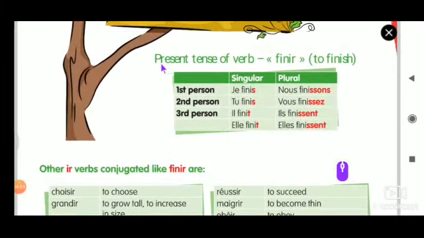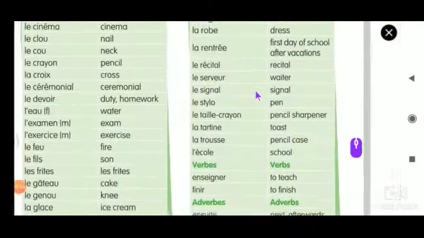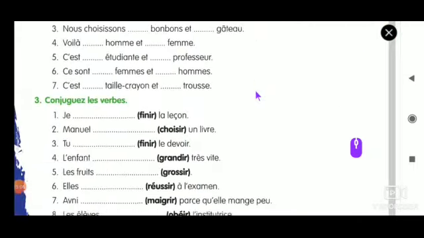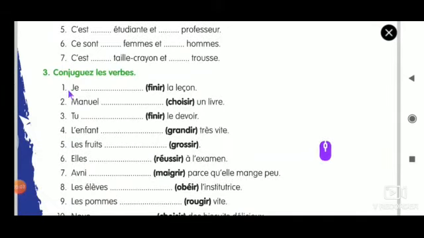See what is given here. They have taken out the R and added S. So what is the answer? Je finis. This will be the answer. So the answer is je finis.